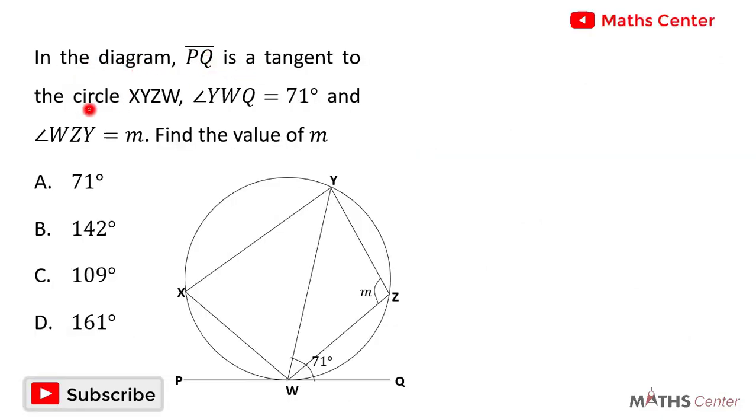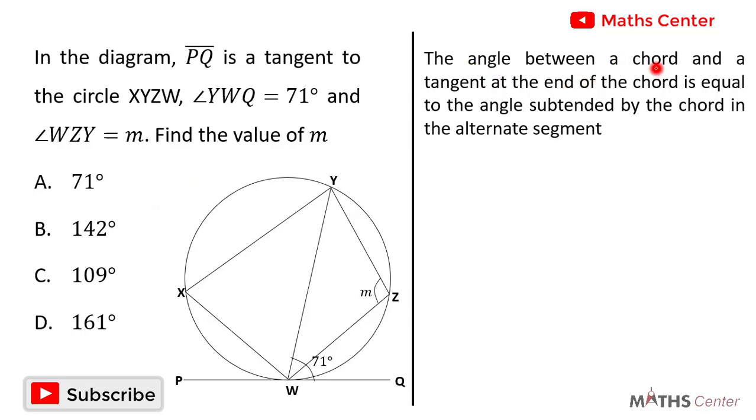In the diagram, the line PQ is a tangent to the circle XYZW. Angle YWQ is 71 degrees and angle WZY is M. Find the value of M. This is a multiple choice question, and so we will solve the question, and after that we will pick the correct option. One of the theorems of a circle is that the angle between a chord and a tangent at the end of the chord is equal to the angle subtended by the chord in the alternate segment.